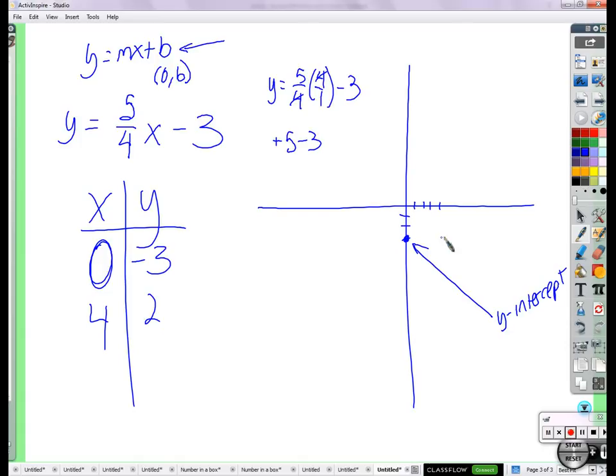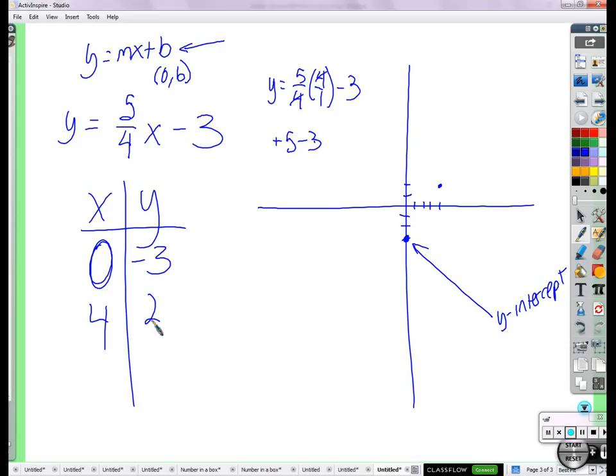So if we move to the right, my pen is still down here at negative 3, right? Does that make sense? Negative 3, right there. Plus 5: 1, 2, 3, 4, 5. Gets me all the way up to 2. Well, I found 2 points.